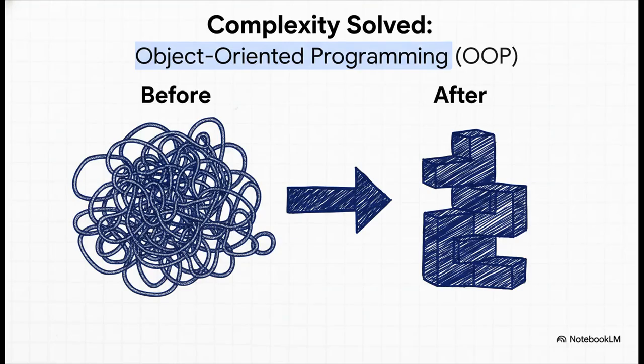Yeah, as programs ballooned from a few hundred lines of code to literally millions, that old model of just writing a long list of instructions, it just fell apart. It was totally unmanageable. The solution was a mental shift. We had to stop thinking of a program as one giant recipe and start seeing it as a system of smaller interacting parts, or what we call objects.